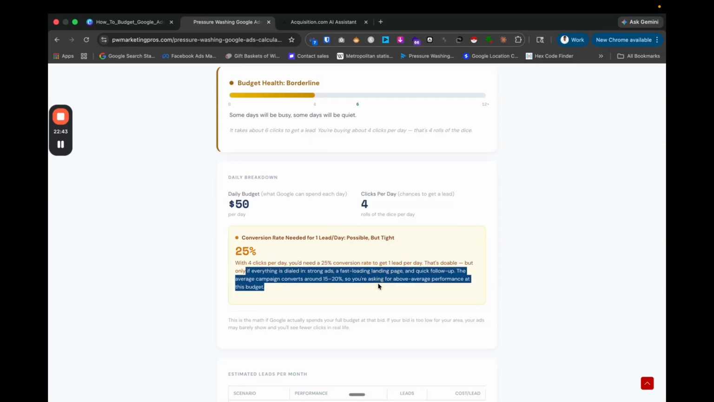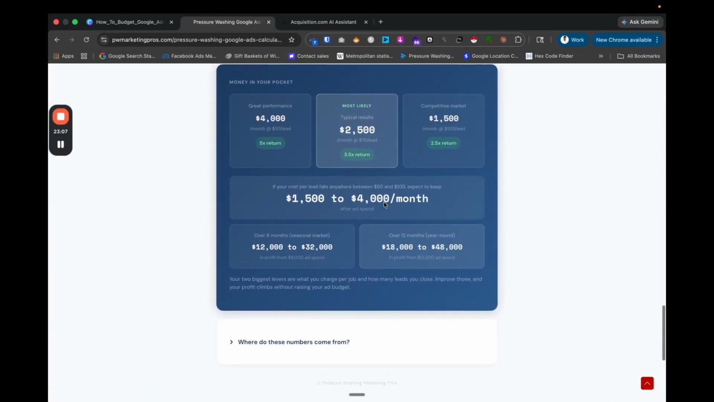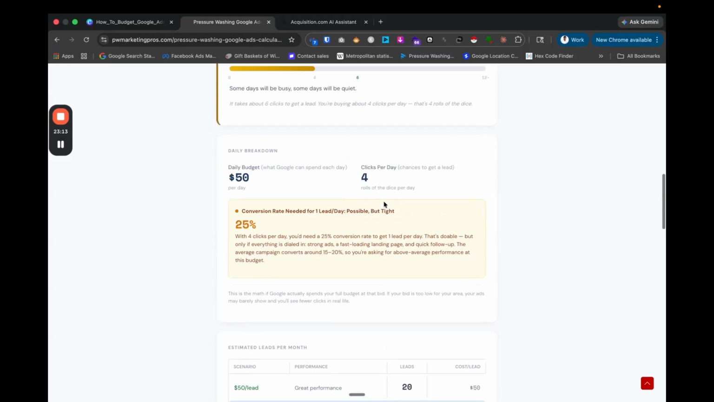So strong ads, a fast loading landing page, quick follow-up. The average campaign converts around 15 to 20%. So you're asking for above average performance at this budget. So this is going to tell you how much your ads need to convert into leads. That's 25%. So 1 out of 4 clicks, you're going to need to convert into a lead in order for this to make sense. So this is what this goes ahead and tells you with all of these numbers, so that you can see how much you would make revenue, profit-wise, all of that.